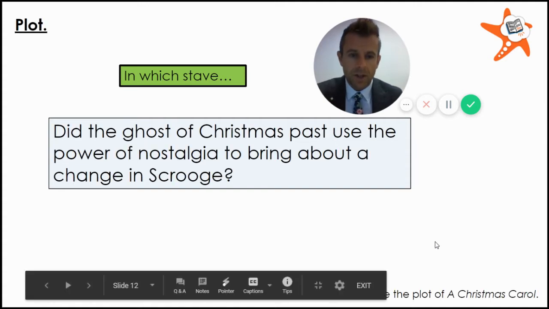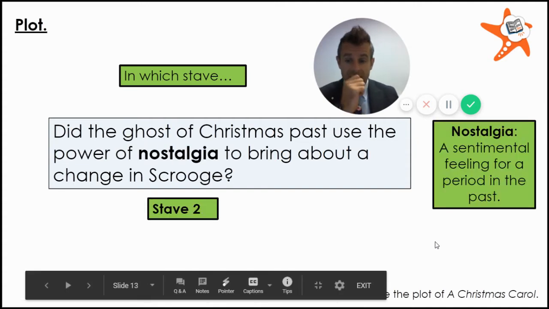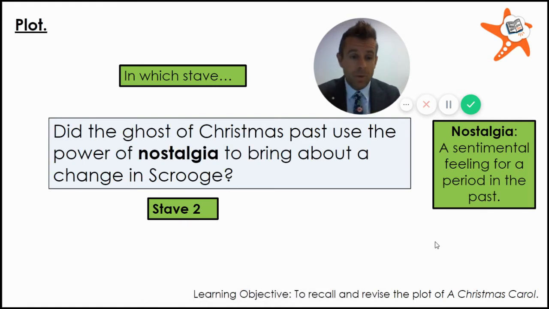And the answer is, of course, stave 2. And just a quick vocab reminder there as well. Nostalgia is a sentimental feeling for a period in the past. So he takes Scrooge to his old boarding school. He also takes him to the moment where him and Belle parted ways.